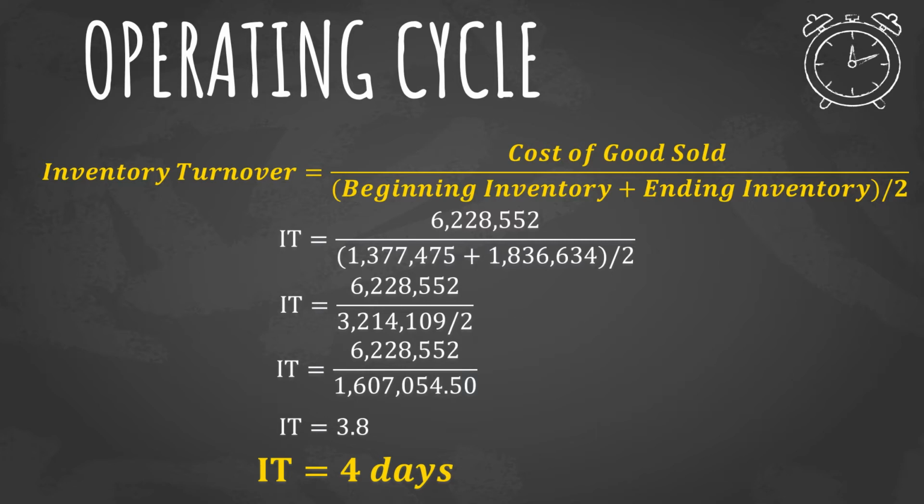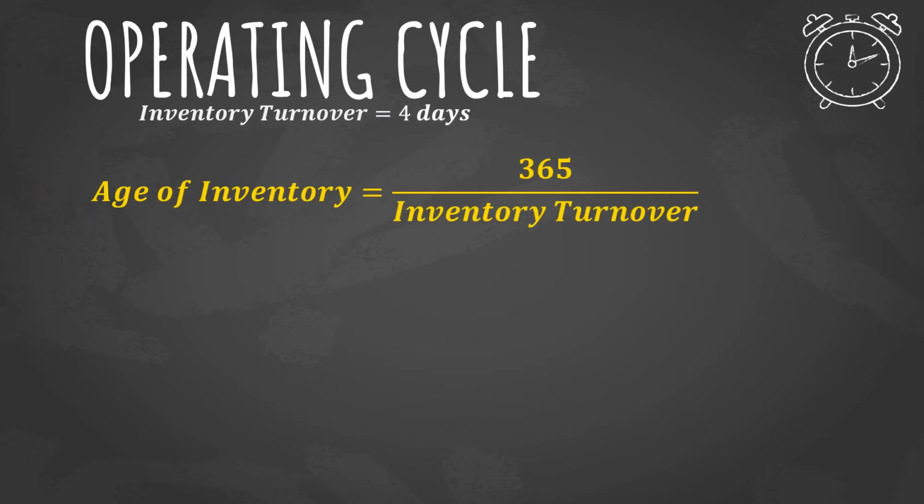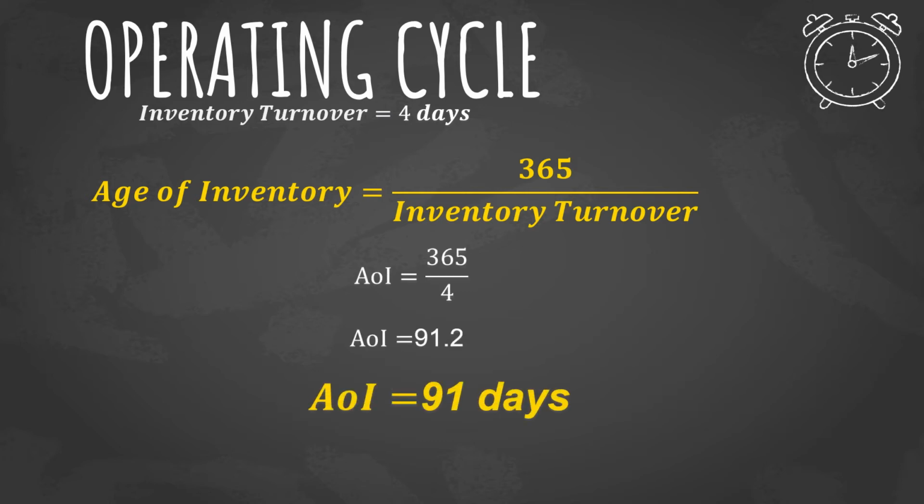Next, we have to take note of the inventory turnover because we will use that in computing for the age of inventory. You have to divide 365 by the inventory turnover, which is 4 days. Then we'll get the age of inventory, 91 days.